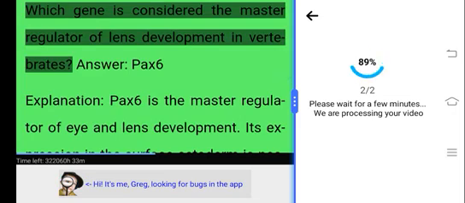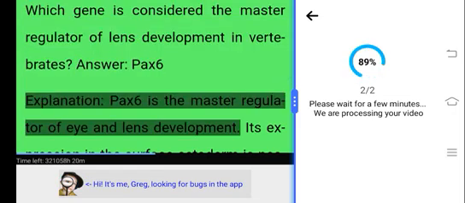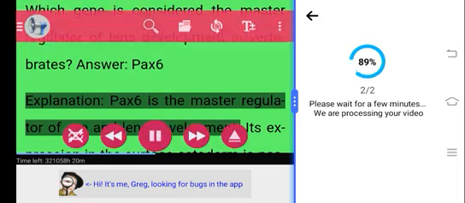Which gene is considered the master regulator of lens development in vertebrates? Answer: PAX6. Explanation: PAX6 is the master regulator of eye and lens development.